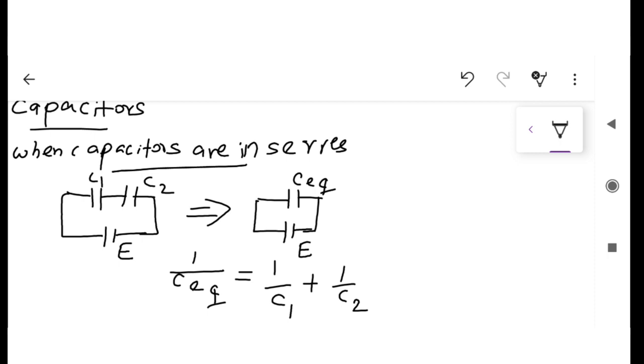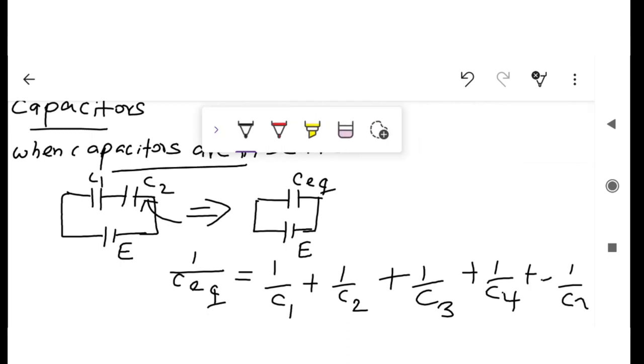If another capacitor, C3, is connected, the formula looks like this. Another capacitor, C4, then the formula looks like this. When capacitors are connected in series, we can add n number of capacitors to this formula, finally Cn. But here we only have two capacitors.